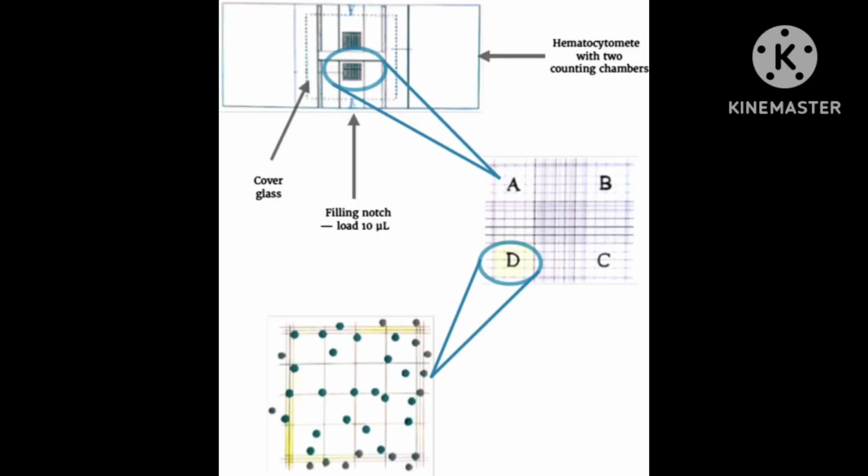Look at the picture carefully. The first figure represents the hemocytometer, which is placed with a cover slip, and each hemocytometer will have two counting chambers. If you look at the bottom, there will be a filling notch where we are going to load 10 microliters of uniform cell suspension. If you focus on a single counting chamber under a microscope, you will see A, B, C, D, four large squares, and each square is again divided into 16 small squares. The third bottom figure represents one of the large squares among the four, and you can clearly see the distribution of cells over the grid.